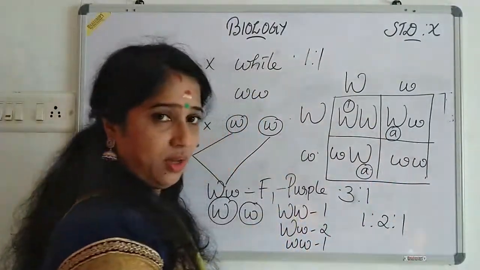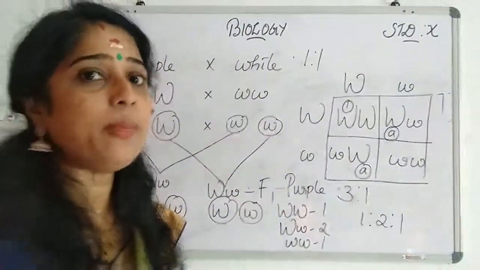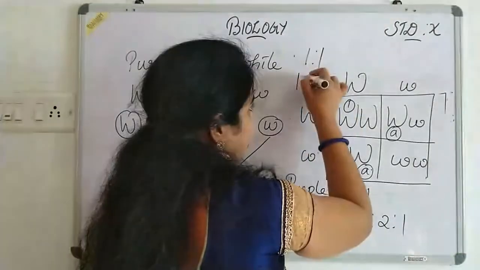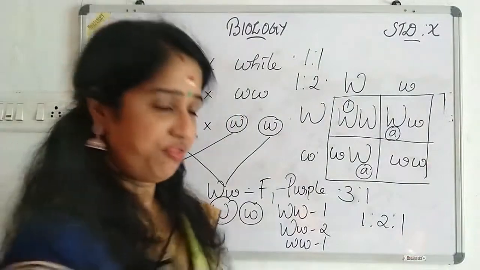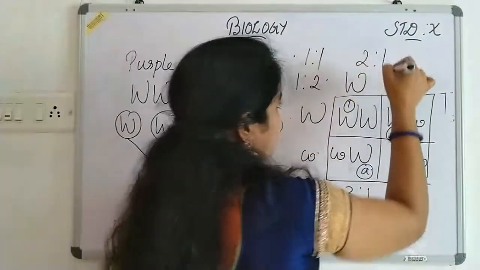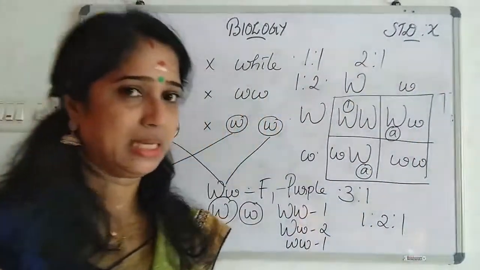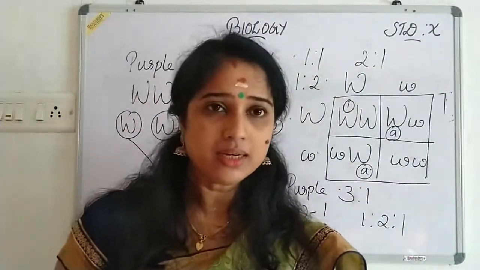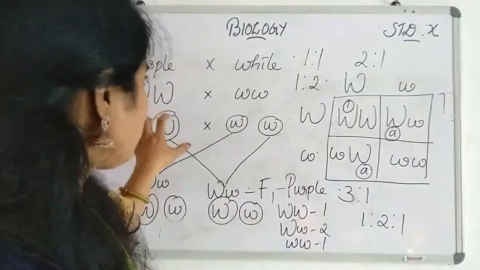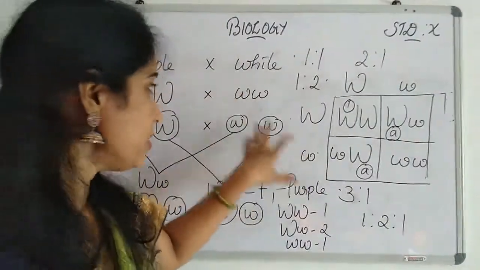Of course, one pure dwarf. Then pure tall to intermediate: 1:2. Intermediate to dwarf: 2:1. Hope it is clear. So in different manners, these questions can be asked in the examination. Clear? So I hope it is clear how to do this cross.